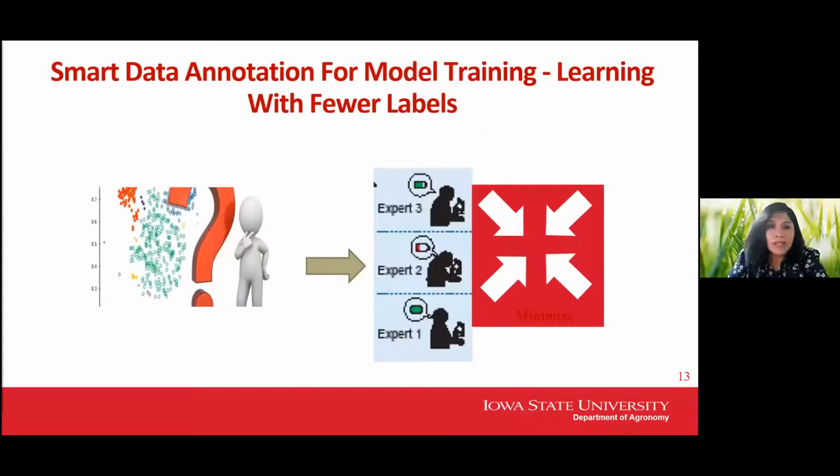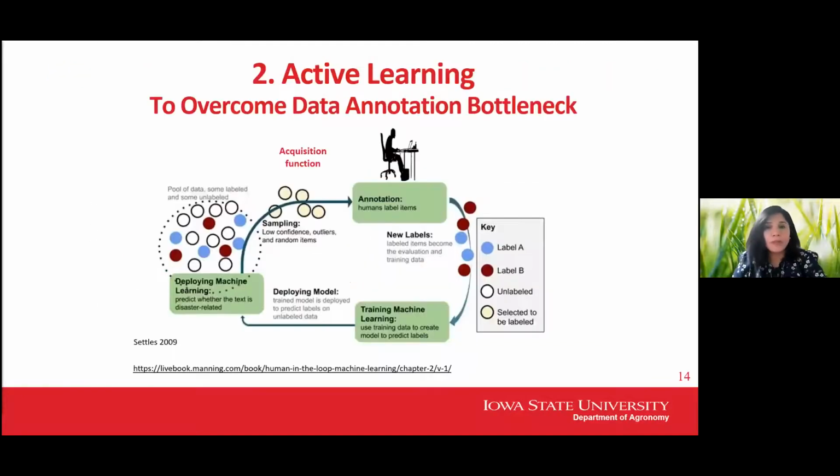So now the question is how to smartly annotate data for modeling these supervised learning models, or how to learn from fewer labels, so that we not only reduce the number of annotators needed to annotate these large data sets, but also need fewer images for data annotation. Another technique which we are following right now in the machine learning world is known as active learning.